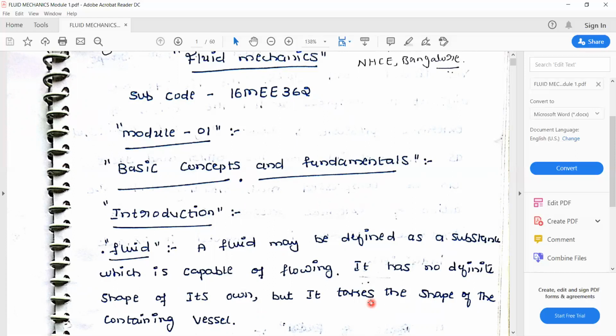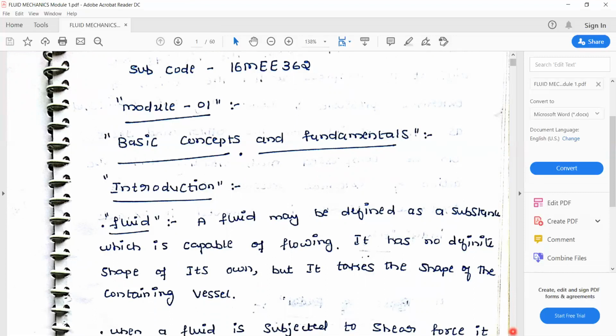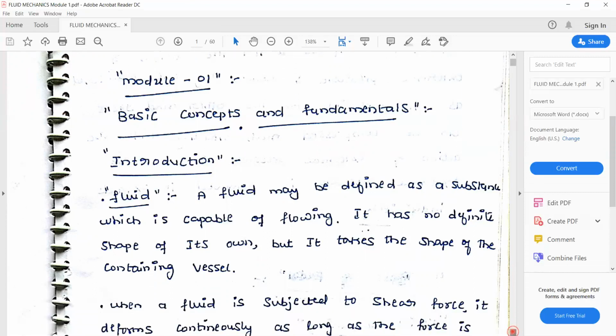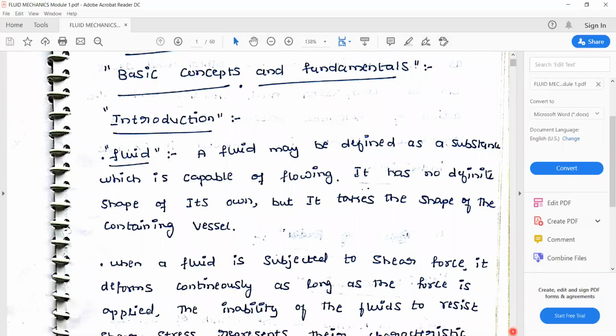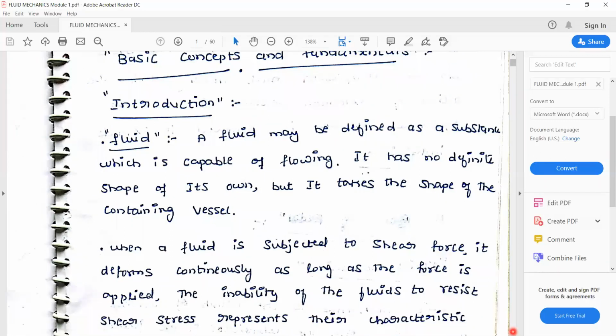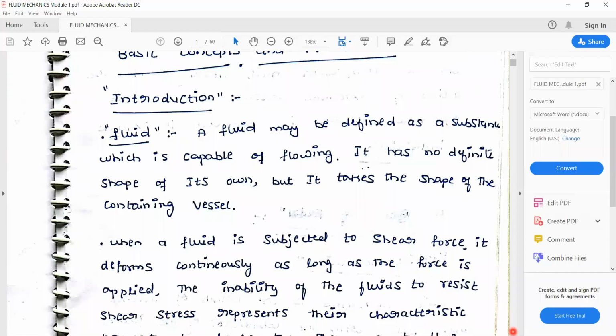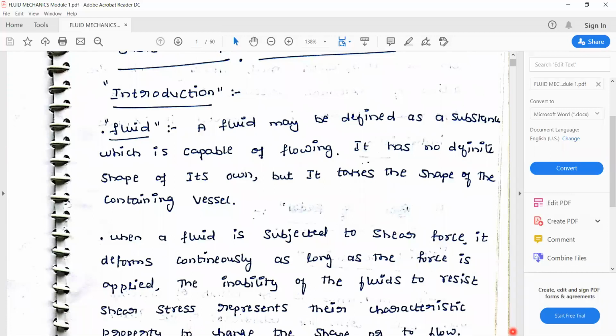This is the definition of the fluid. A fluid may be defined as a substance which is capable of flowing. It has no definite shape of its own, but it takes the shape of the containing vessel. Then again, in fluids there are two types: one is liquids and one more is gases. Liquids we can't compress easily, that's why we call them incompressible in nature.